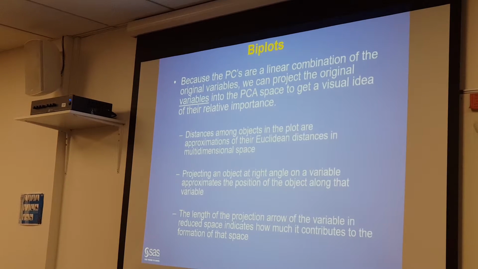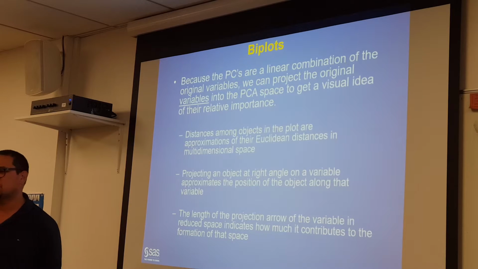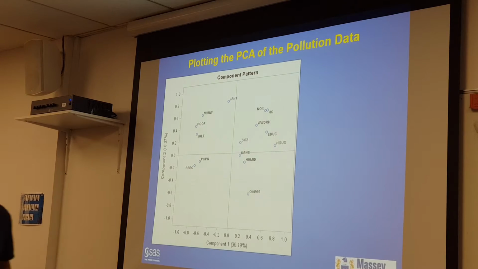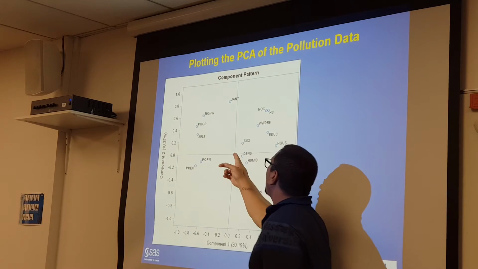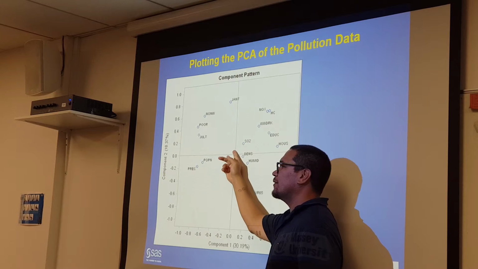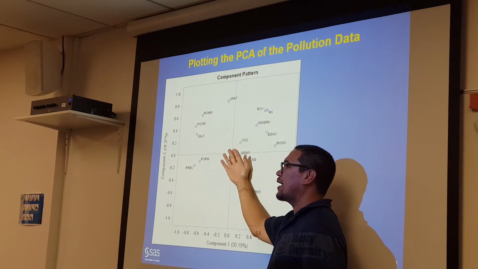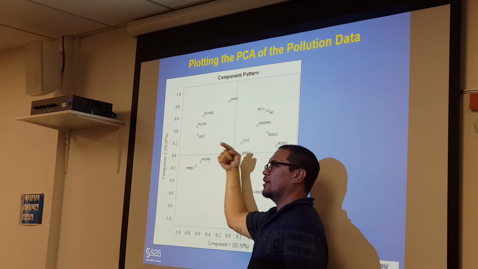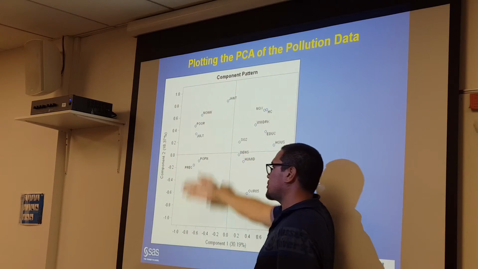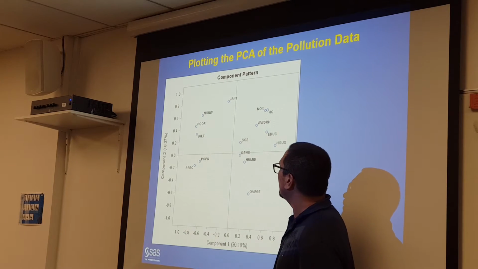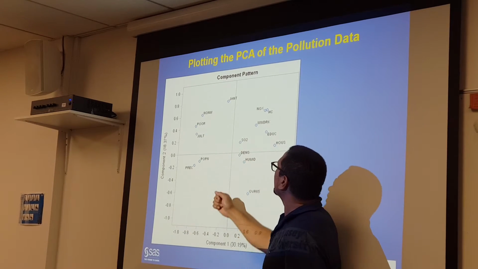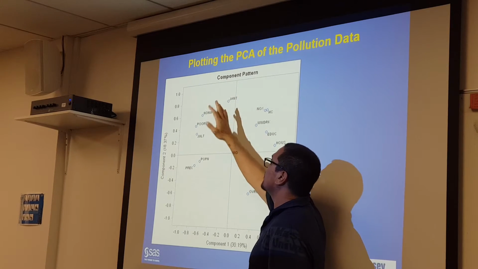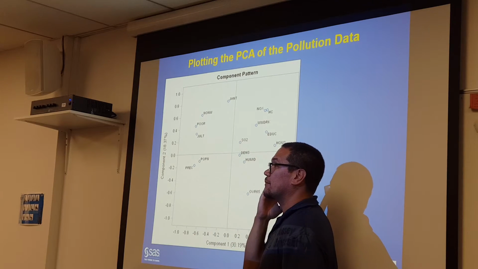So basically the length of that arrow describes how much it contributes to that particular space. So what does that mean? That means that an arrow that is really near the center here is not contributing to this plane much at all. It may be that that vector is sitting in a different direction to these first two axes. Whereas the longer the arrow, the more that particular variable contributes to this particular plane.